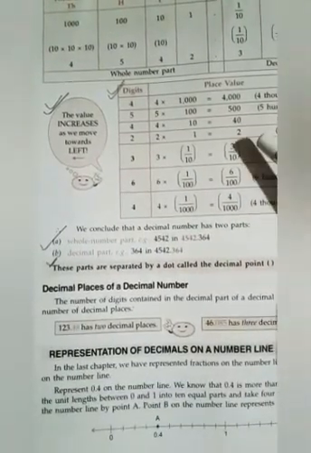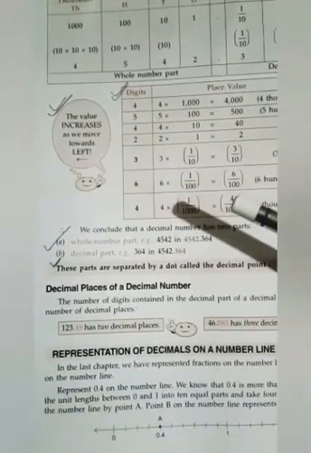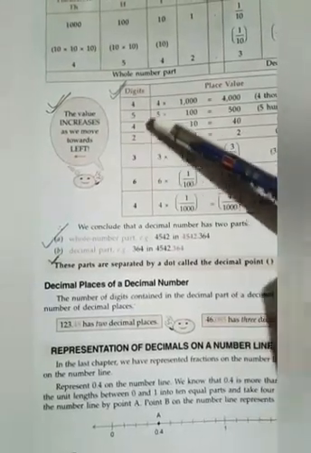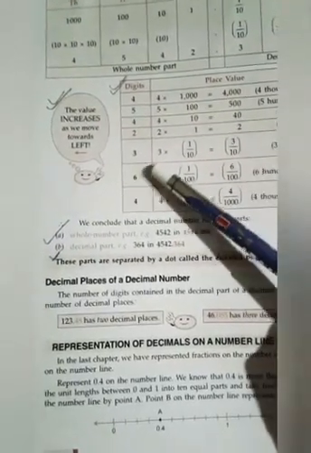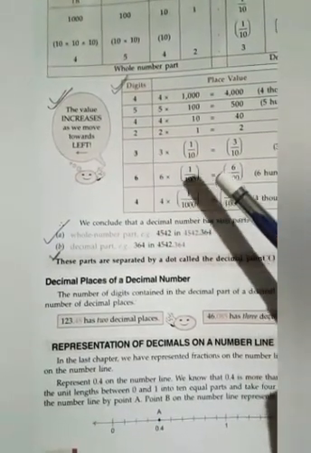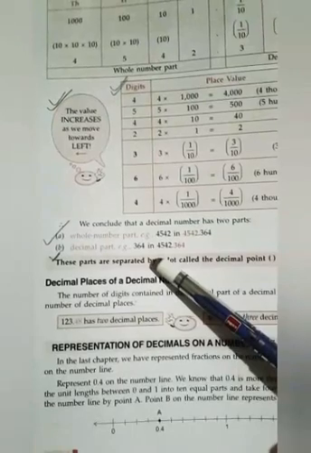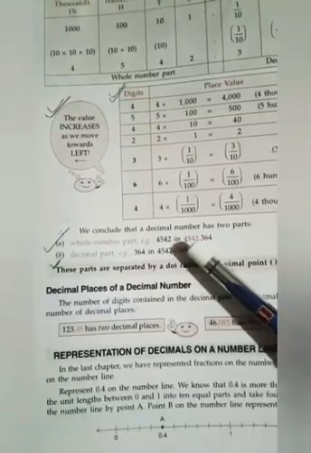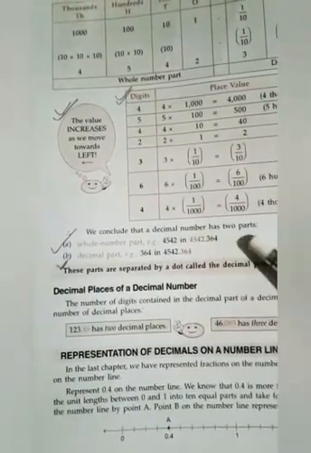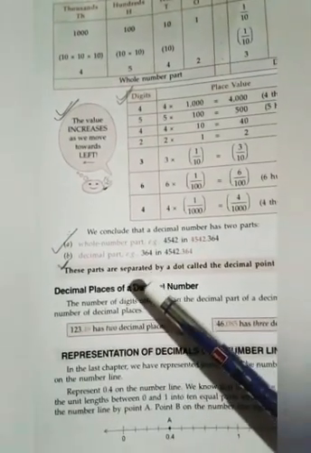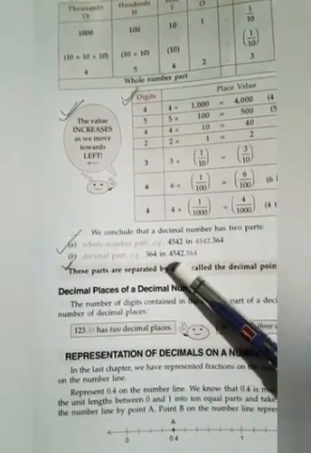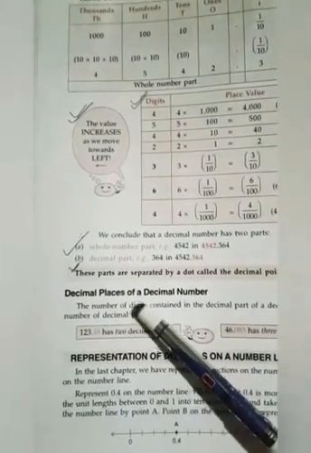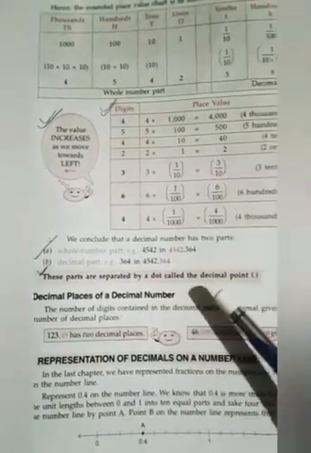So children, we conclude that a decimal number has two parts. From this table you see 4542 is the whole number part and 364 is the decimal part. So the whole number part example is 4542, in 4542.364. The decimal part, for example, is 364 in 4542.364. These parts are separated by a dot called the decimal point.